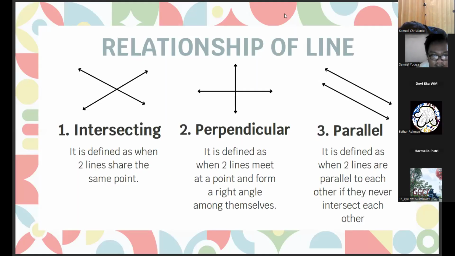Line. First is intersecting. It is defined as when two lines share the same point. Second is perpendicular. It is defined as when two lines meet at a point and form a right angle among themselves. And the third is parallel. Two lines are parallel to each other if they never intersect each other.